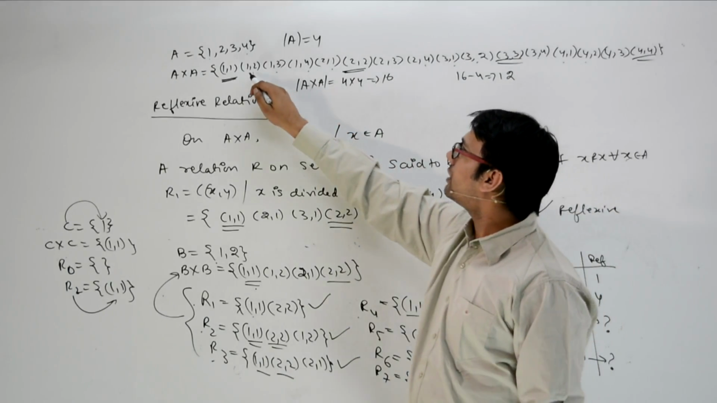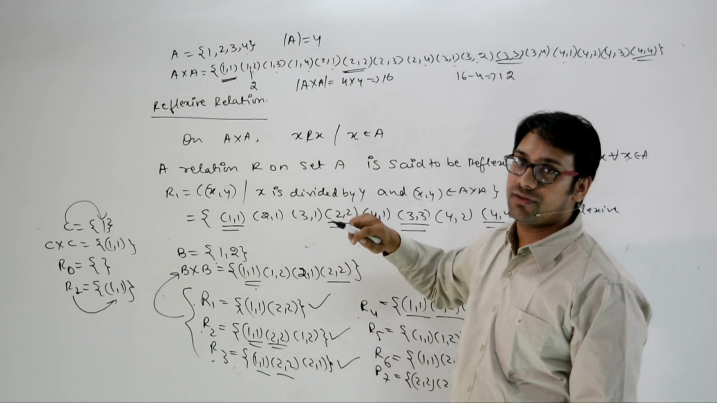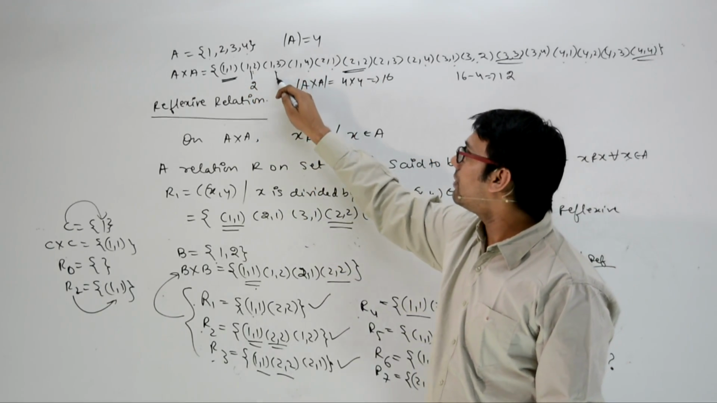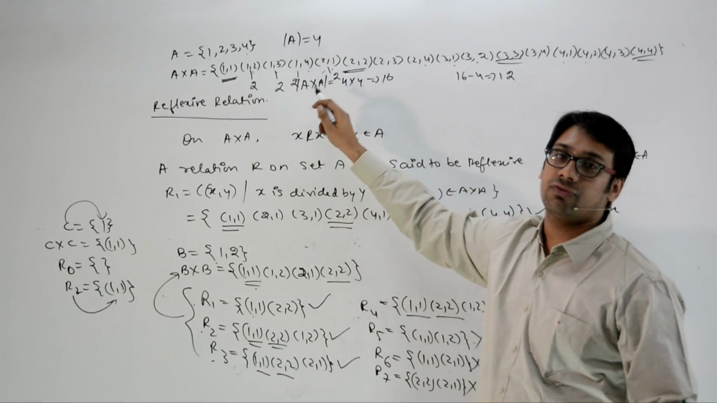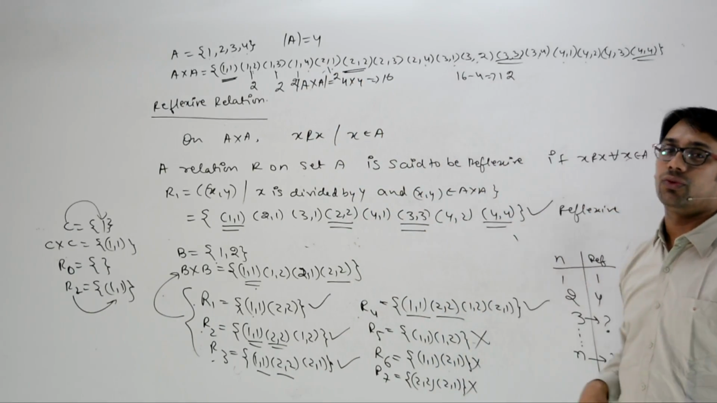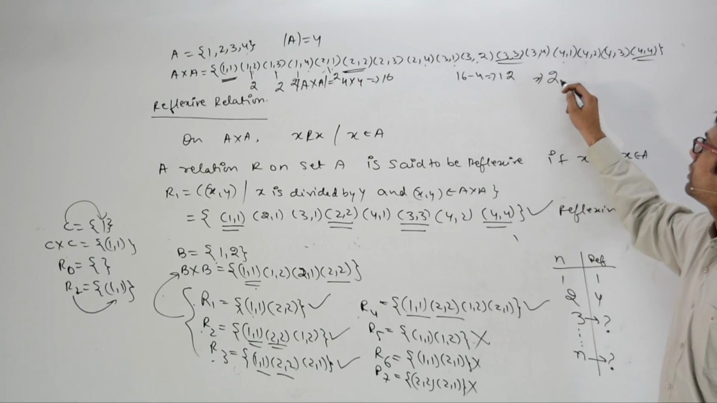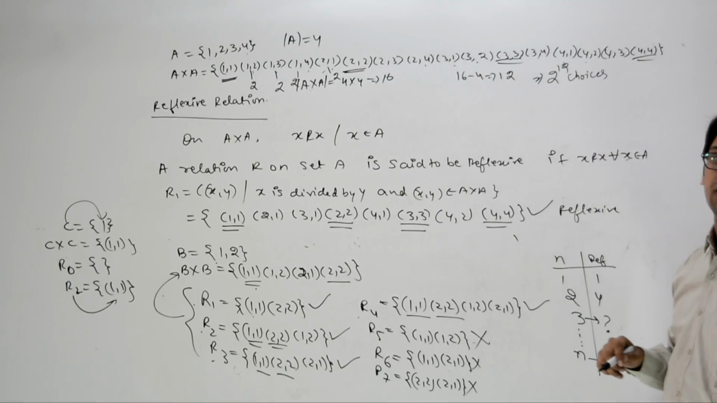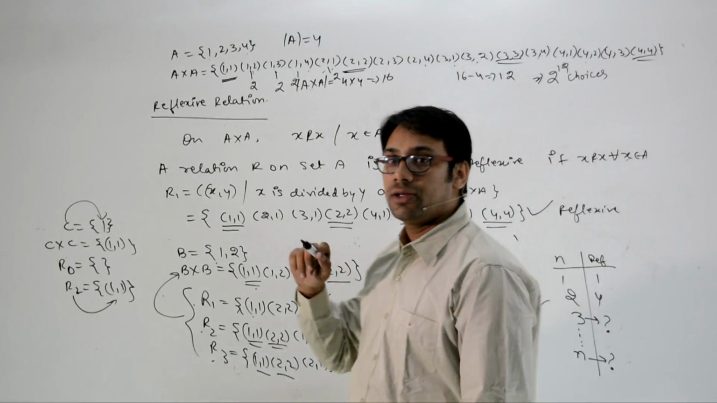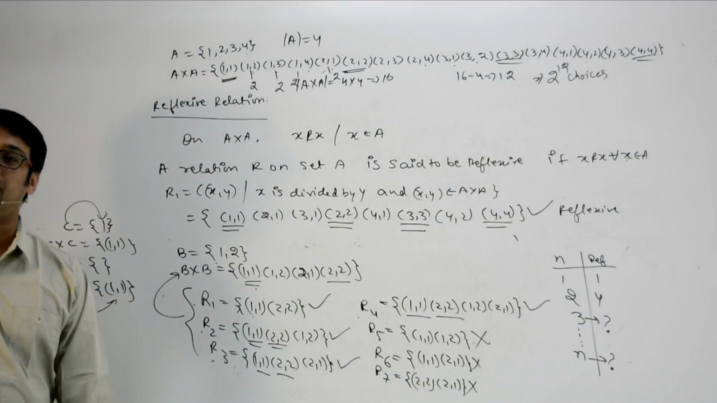For each of these elements we have two choices: either it can be in the reflexive relation or it may not be. For all these 12 elements we have two choices. So how many choices do we have? We have 2 raised to power 12 choices. That means there are 2 raised to power 12 different reflexive relations which can be there.